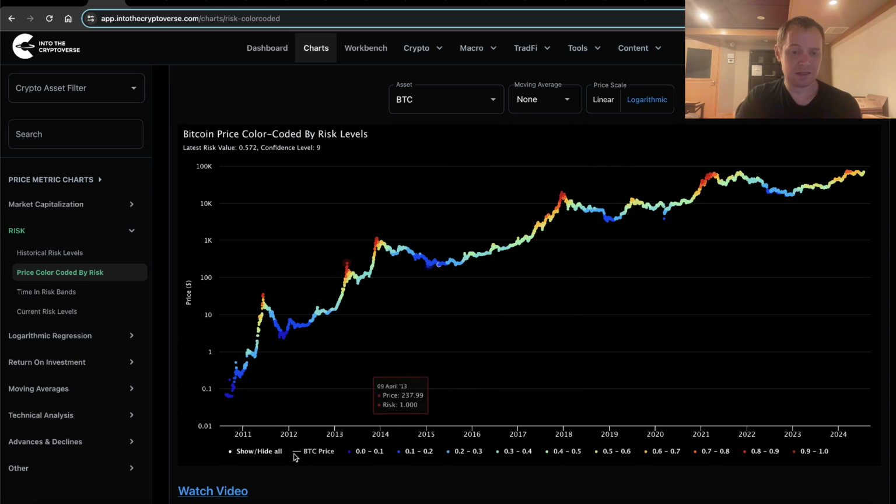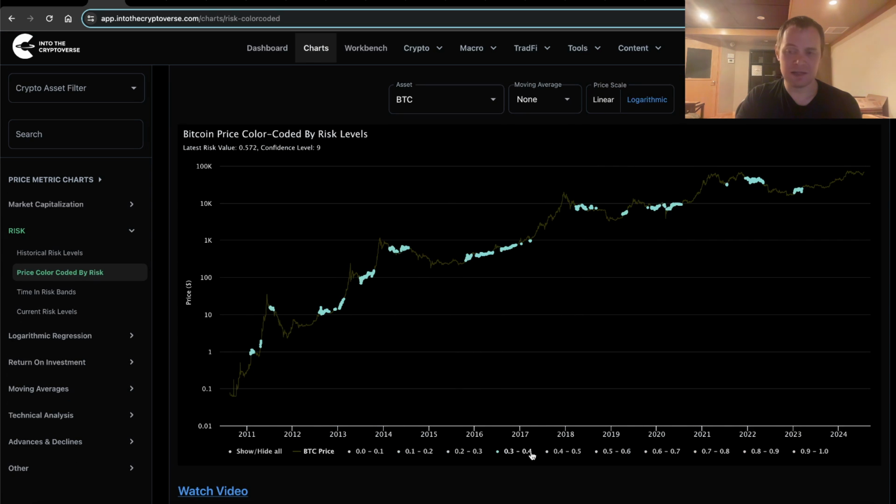We have not. In fact, you can see that, right? I mean, the last time we were in the 0.3 to 0.4 wristband was back in March of 2023. So it's been a while since we were there.